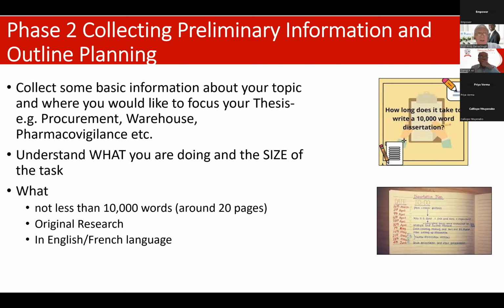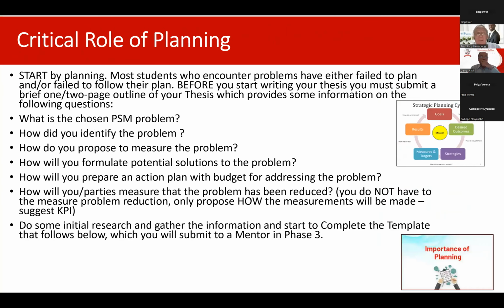Phase two, now you start collecting some basic information, and now you start focusing. Understand what you're doing and the size of the task. You're going to write about 10,000 words, around 20 pages. So you need to do some research around that. And we come back to the critical role of planning. So we're going to plan.